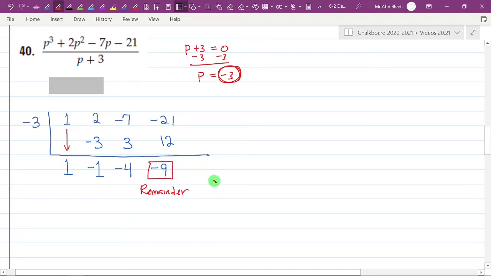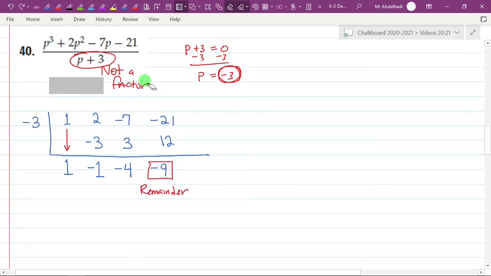So what do we know now? Just by doing this quick synthetic division, we know that p plus 3 is not a factor of this thing up here because it does not go in evenly. How do we know it does not go in evenly? There's a remainder, which is the definition of not going in evenly, right?